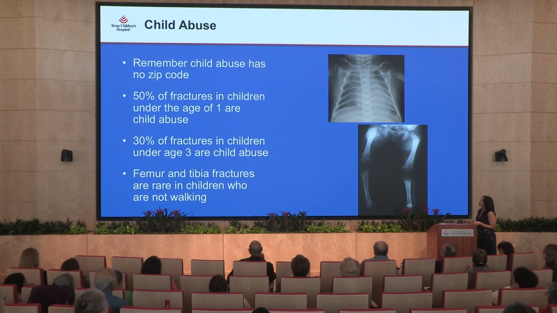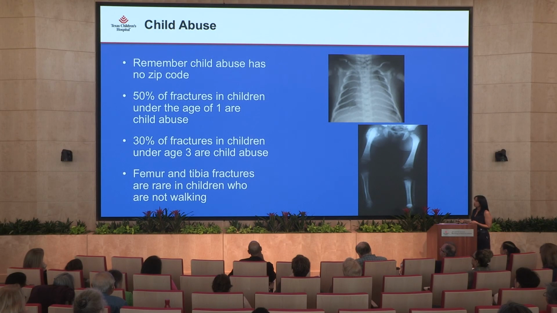And then unfortunately, we should touch on child abuse and fractures associated with that. Just remember, child abuse can happen in any socioeconomic group. If you see a child under the age of 3, abuse should be in your differential. Mostly because for kids under age 1, about 50% of their fractures are related to abuse, and under age 3, about 30%. And again, femur and tibia fractures are very rare in the non-walking child. So if you see a 14-month-old who is not yet walking and sustains a femur fracture, you have to have at least cause for concern because it's very difficult to break that bone.